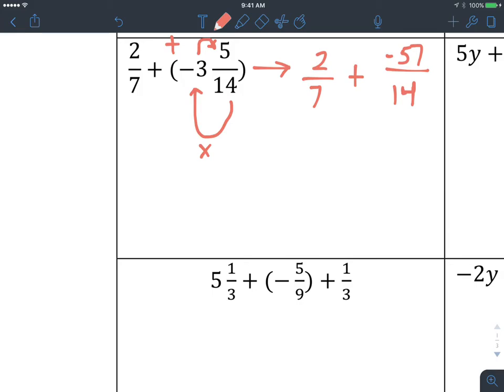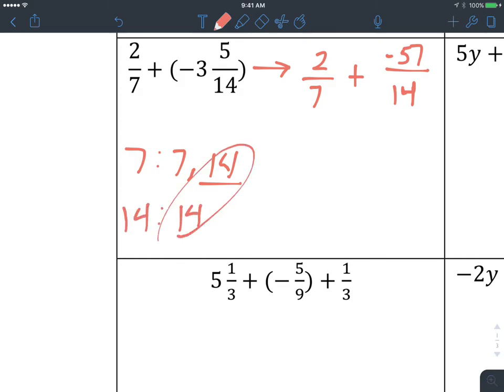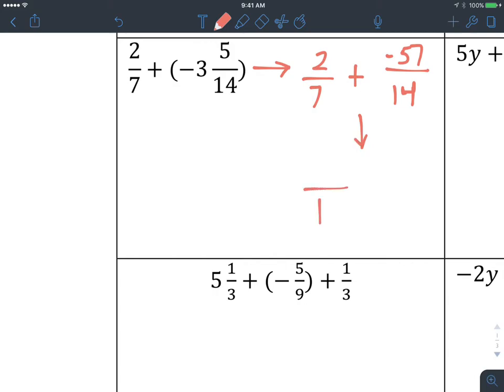So now the next thing I need to do for this 2 over 7 plus negative 57 over 14 is find the least common denominator of 7 and 14. So 7 and 14, the number that they're both going to have in common first, well, the multiples of 7 would be 7, 14, and 14 times 1 is 14, so the least common denominator is going to be 14 for both of them. So I didn't have to go too far on that one. So I'm going to turn both of these fractions into fractions that have 14 as a denominator.